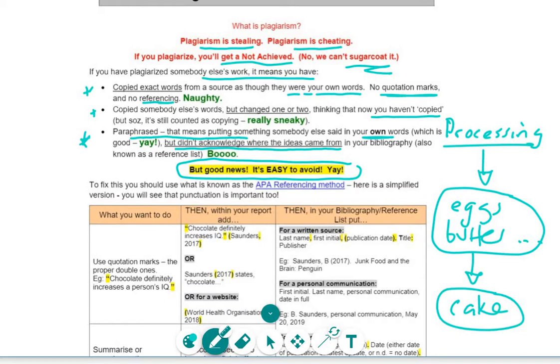Okay, so you find some ideas, put them in your own words, but you don't acknowledge that actually Fred said them. So you've got to do that, preferably in your text as well as in your bibliography, so just be careful. They are easy things to avoid. Okay, easy. Just do the mahi and you will be fine.